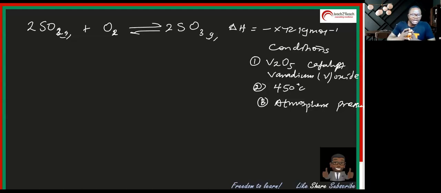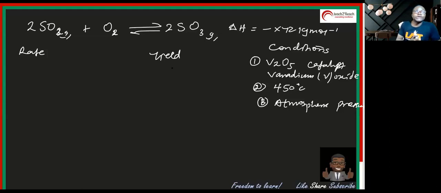We have to consider safety, the costs of manufacturing, and then the yield. There must be a balance between rate and yield. Rate means how fast the product is produced, and yield means how much of the product is produced. So we have to find a balance.